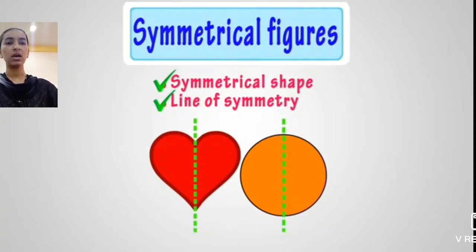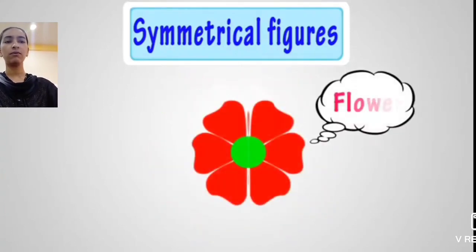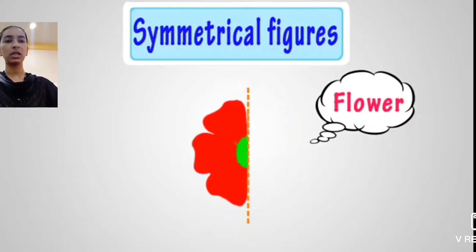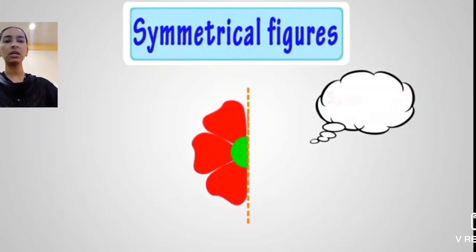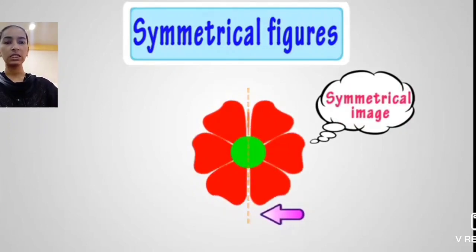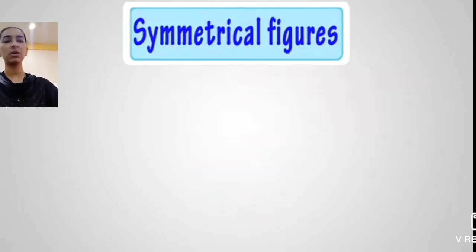Okay students, understand the line of symmetry and symmetrical shape. If I draw a line of symmetry, it should give an identical shape. Now you can see the figure of a flower. What happens if I draw a vertical line? And if I cover that, it gives the identical shape. That means it completely covers the other half part. Yes students, so it is called a symmetrical figure, and that line is called the line of symmetry. Understand this? What is the meaning of symmetrical image and line of symmetry?